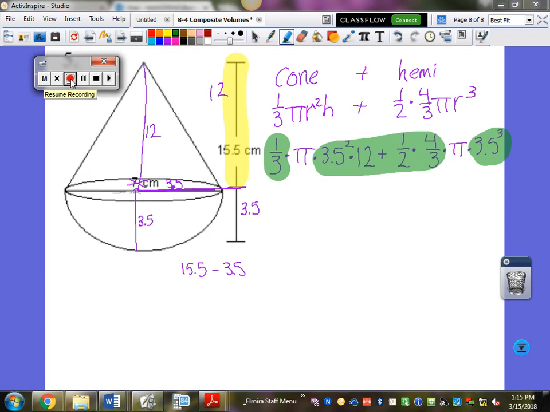Guys, I messed up. This is a homework problem, so we have to include the pi this time. Okay, so my bad, we have to include pi. So times pi, I'm going to put that in there. Okay, I'm going to start over again. Sorry about that. 1 ABC3 times pi times 3.5 squared times 12. Then the plus. 1 ABC2 times 4 ABC3 times pi times 3.5 caret 3.